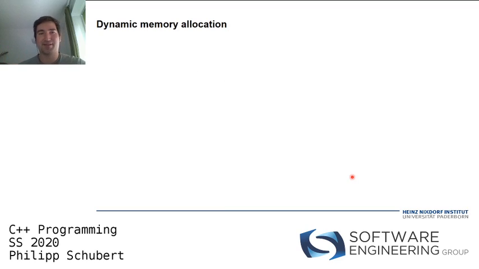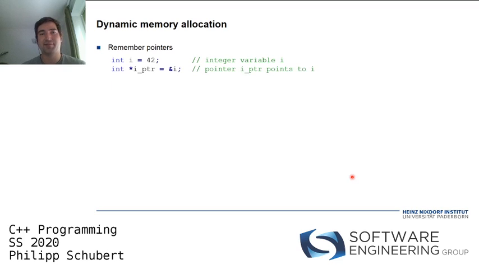So we will have some examples now on how it all works in detail. But for now, please remember pointers. So what we could have is an ordinary integer variable i, which is a value type, and we assign 42 to it. We could also have pointer typed variables. So we have a pointer to an integer variable, which goes by the name of iptr.